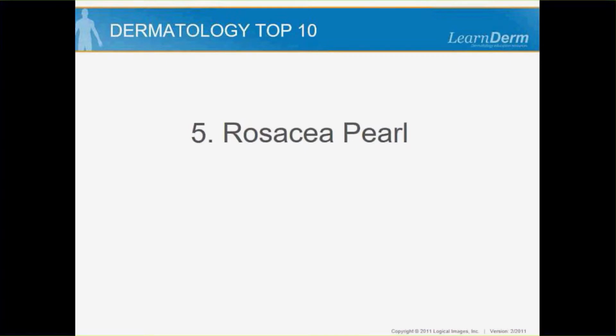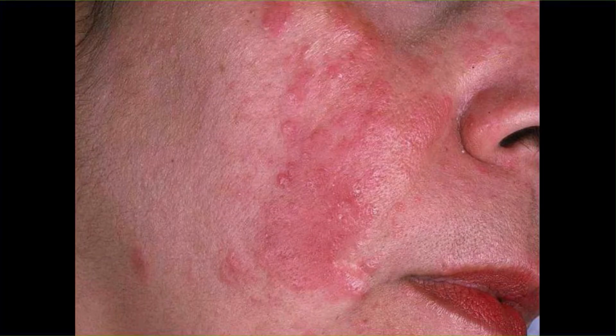Number 5, rosacea. Very, very common condition. Typically seen in people of Northern European ancestries, particularly in people with Scottish, Irish, British ethnicity, also Northern Europe, Germany, and other areas. The presentation is typically a female, though it happens commonly in men as well, where you have facial erythema, sometimes flushing, and you can get red papules.